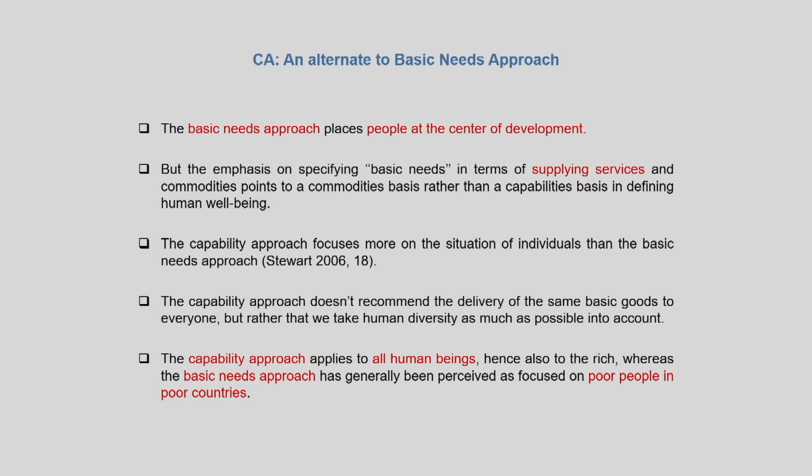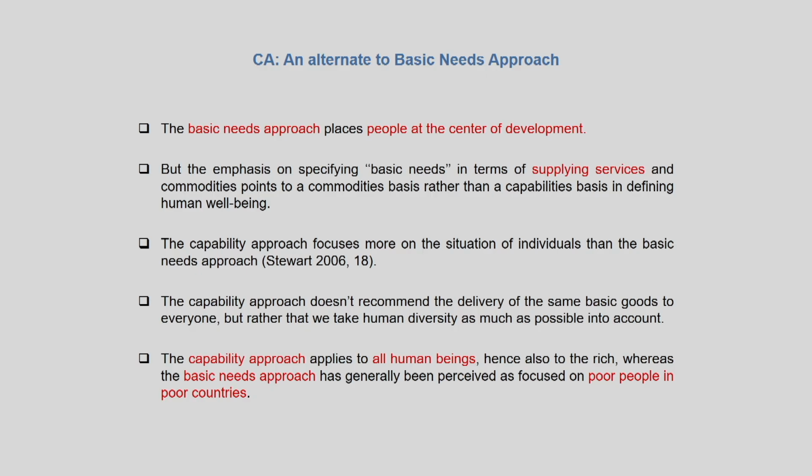And how does the capabilities approach become an alternative to the basic needs approach? The BNA also places people at the center of development because the focus is on providing resources to people so that they can be best able to transform these resources into development. But the emphasis is on specifying basic needs in terms of supplying services and commodities, which points to a commodities basis rather than a capabilities basis in defining human well-being.